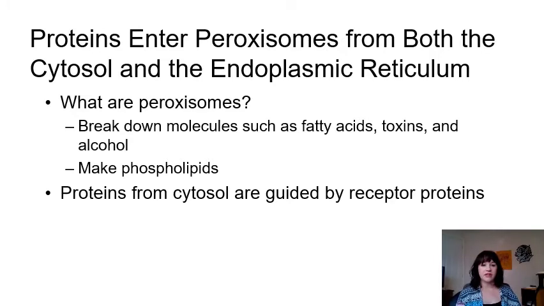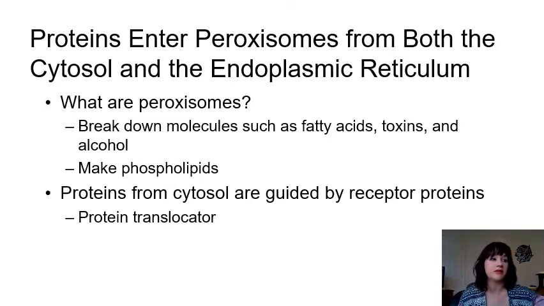If you have a protein that's made in the cytosol that needs to get into the peroxisome, it's going to be guided by receptor proteins and a protein translocator. Just like with proteins entering mitochondria or chloroplasts from the cytosol, proteins that need to get into peroxisomes are going to use signal peptides, signal sequences, which will tell a protein translocator to take that protein and thread it through the membrane into the peroxisome.